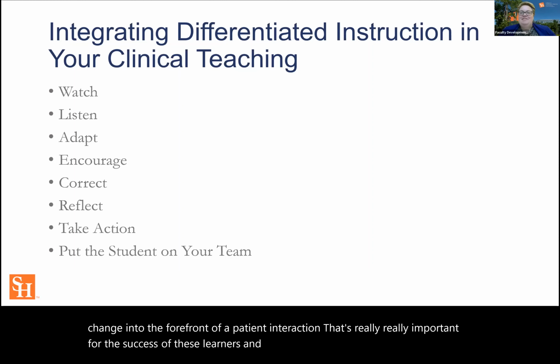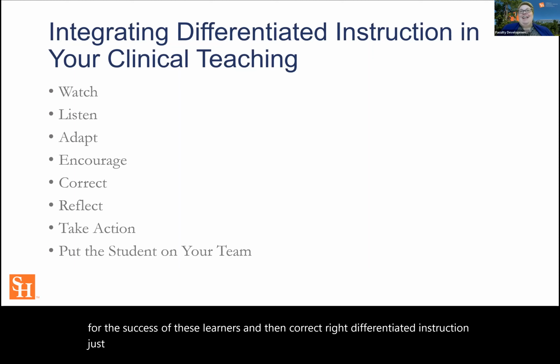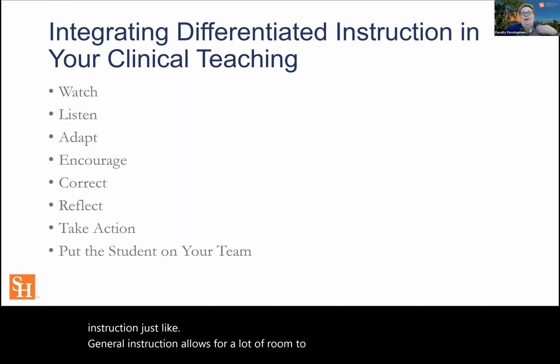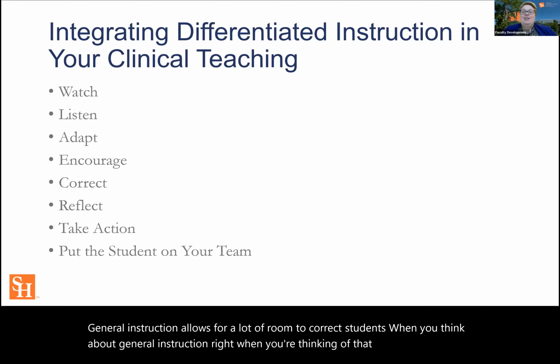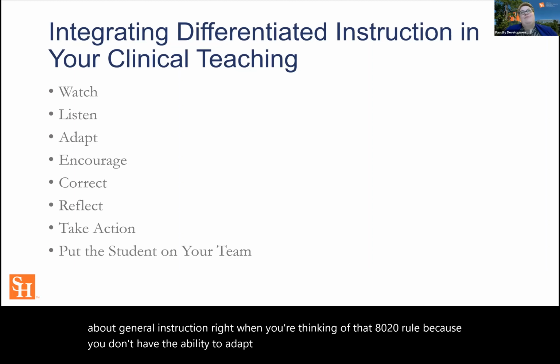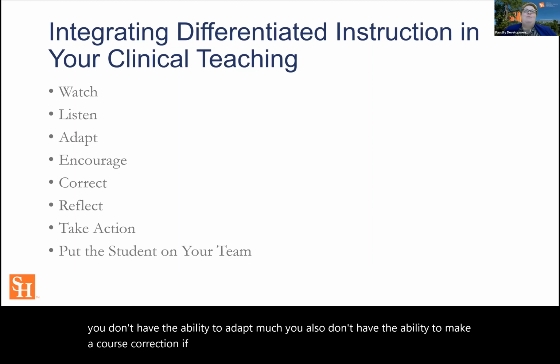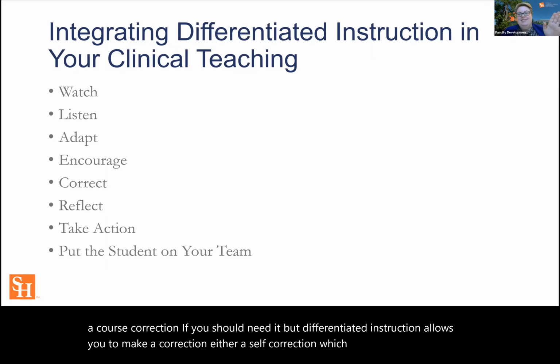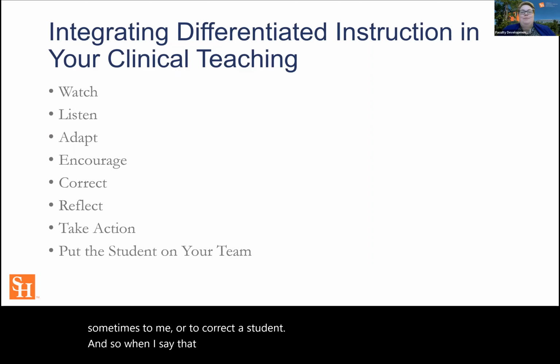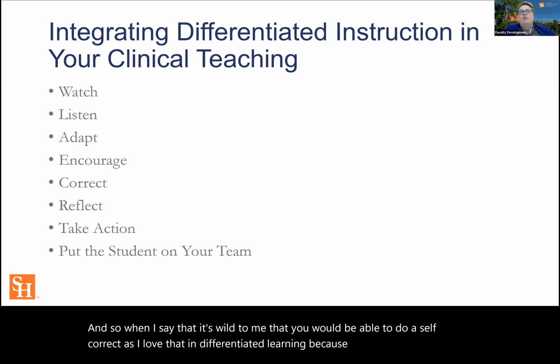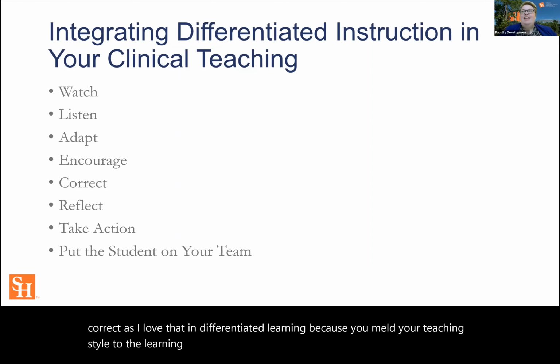And then correct, right? Differentiated instruction, just like general instruction, allows for a lot of room to correct students. When you're thinking of that 80-20 rule, because you don't have the ability to adapt much, you also don't have the ability to make a course correction if you need it. But differentiated instruction allows you to make a correction, either a self-correction, which is wild sometimes to me, or to correct a student. I love that in differentiated learning, because you meld your teaching style to the learning style of the student, it allows you to make corrections along the way and assume that you've probably gotten a lot of it wrong.